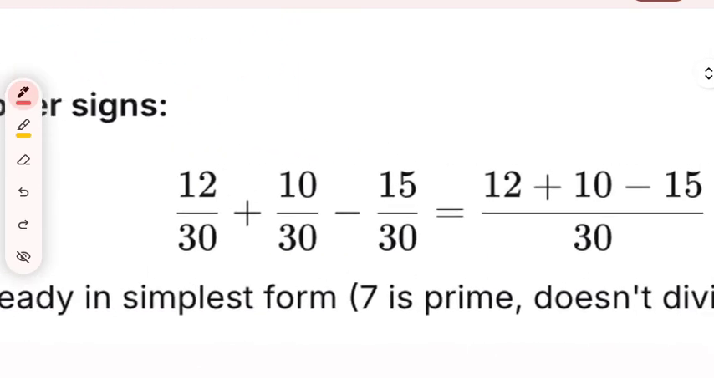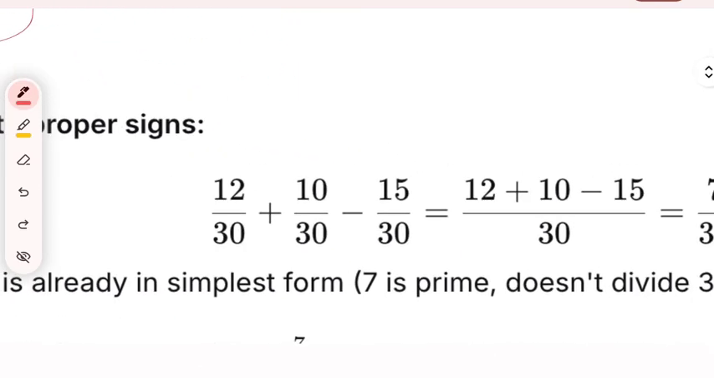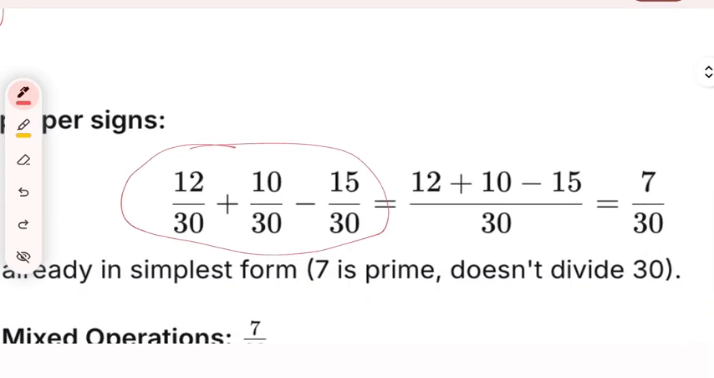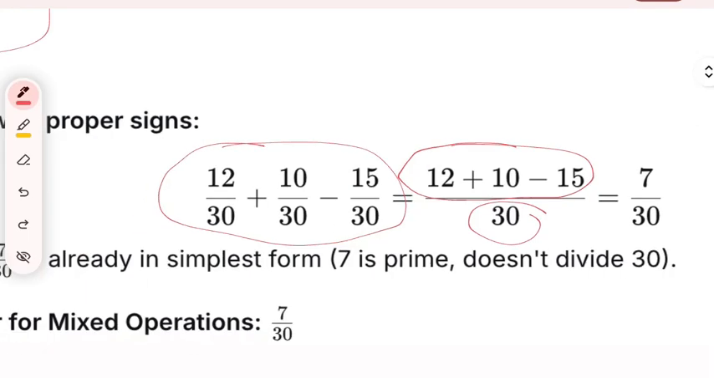Let's go back again to the operations. This time we will use the equivalent fractions. So we have 12 over 30 plus 10 over 30 minus 15 over 30. Since they are all like fractions, all fractions now have the same denominator, what we can do now is just add and subtract the numerators and copy the denominator 30. And we go from left to right. So what do you think is the answer there?